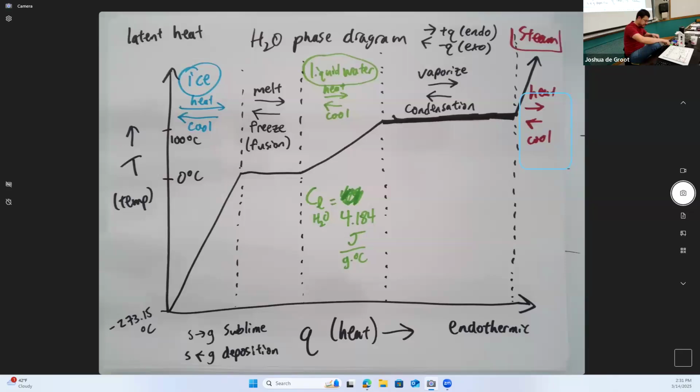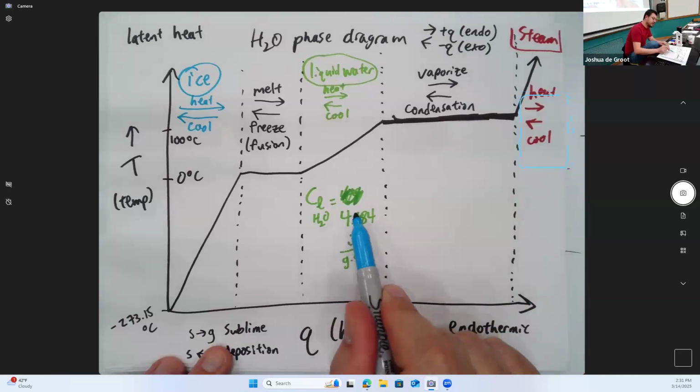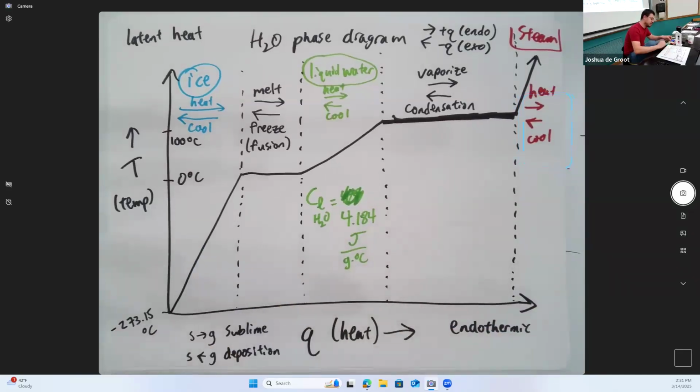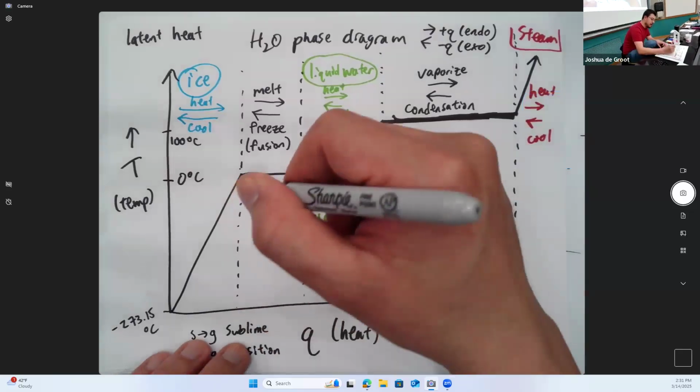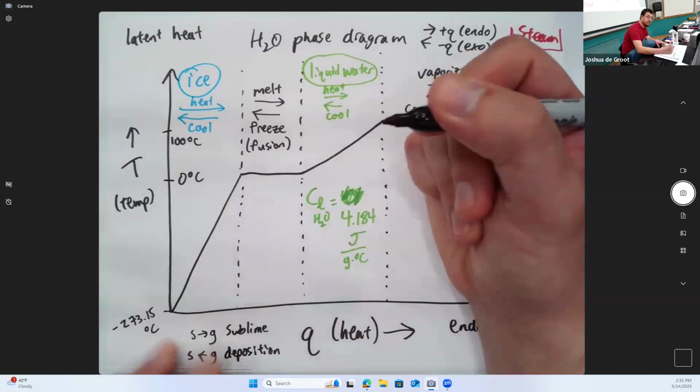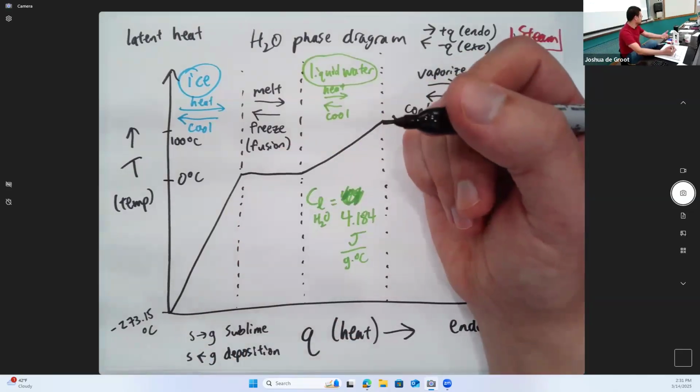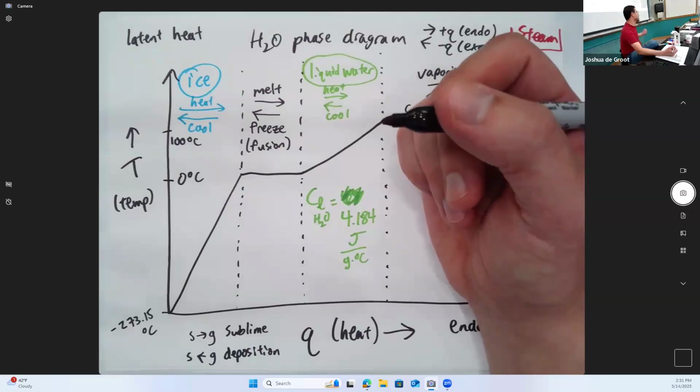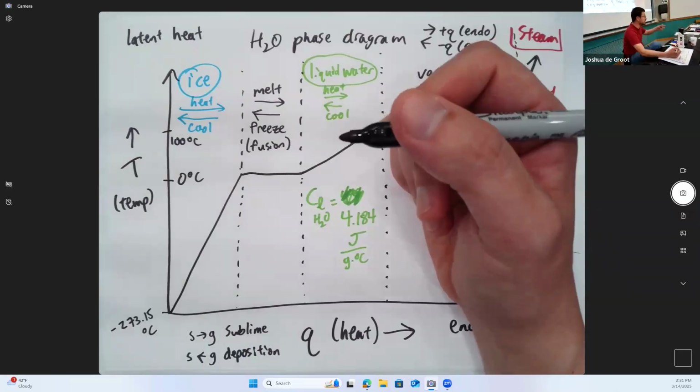Let's get our next value. If we're going in this leftward direction first, if we're going to freeze the water, we're going to fuse it together. It's going to release energy. If you melt something, it absorbs energy. If you freeze something, it therefore does the opposite, which is release energy.